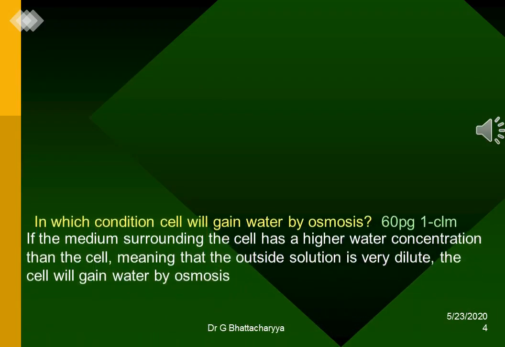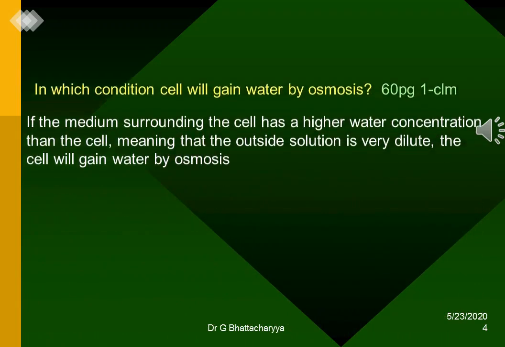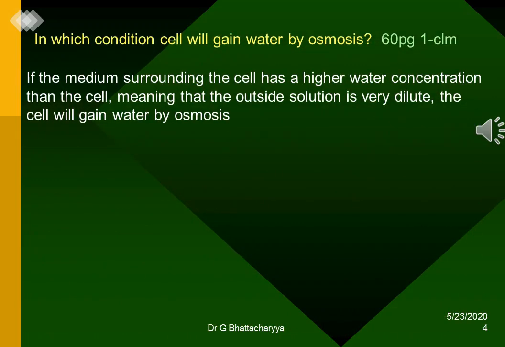In which condition will a cell gain water by osmosis? The answer is if the medium surrounding the cell has a higher water concentration than the cell, meaning that the outside solution is very dilute, the cell will gain water by osmosis.